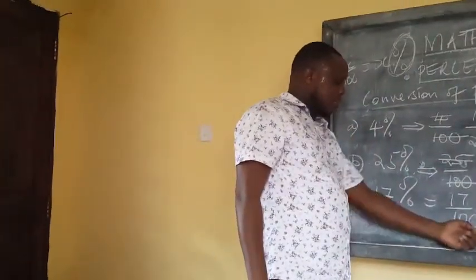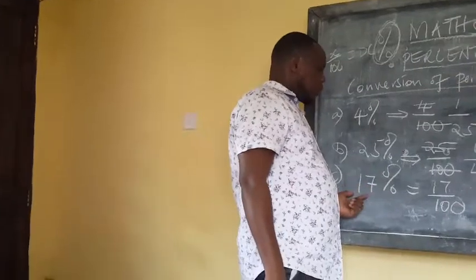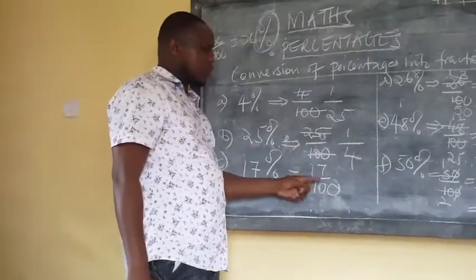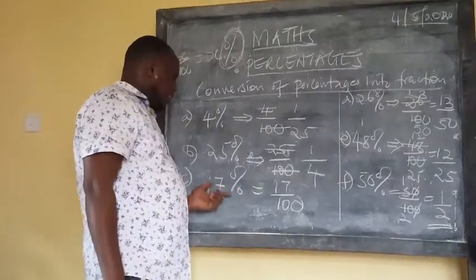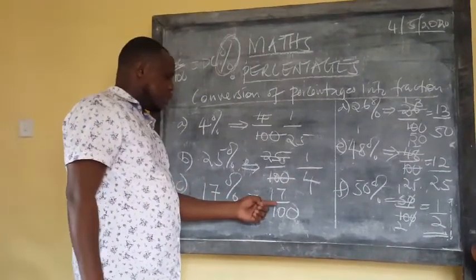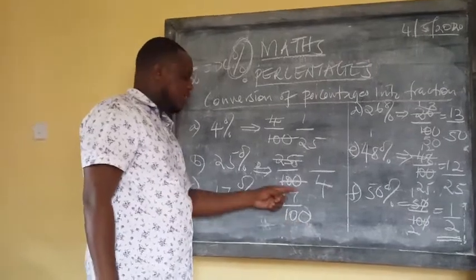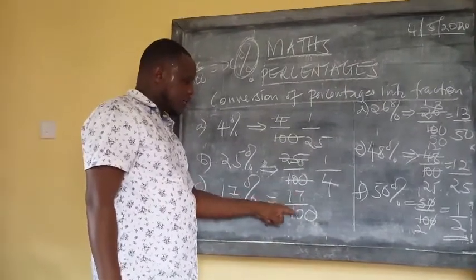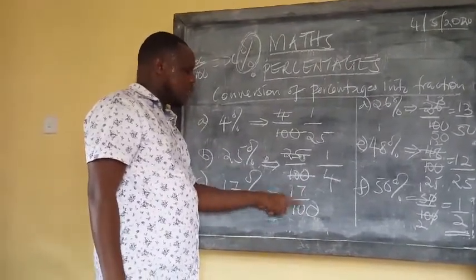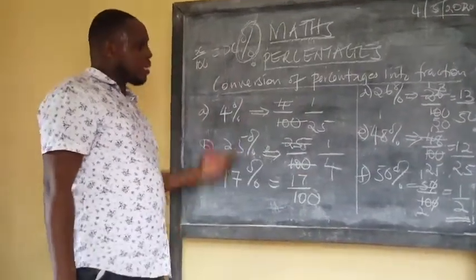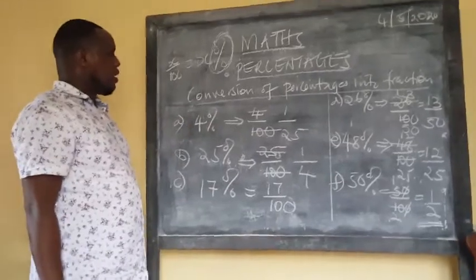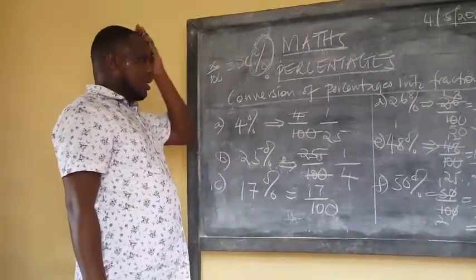In a case like this one, where our first rule is to write that into a fraction with a numerator and a denominator, we have done that. The numerator is this number, and the denominator becomes 100. So 17 over 100. If you look at 17 over 100, they don't share a common divisor, so we leave them at that point. So that's how we can convert percentages into fractions.